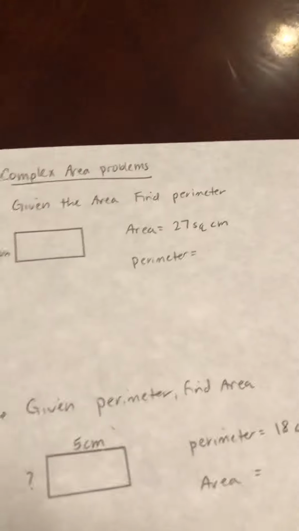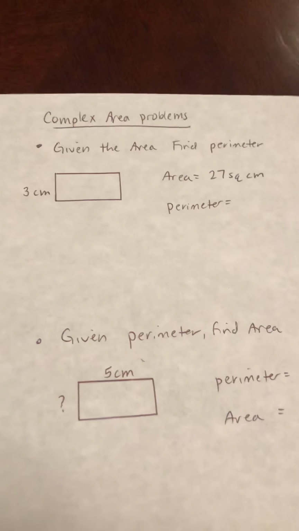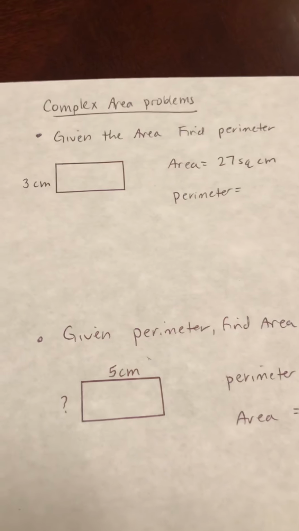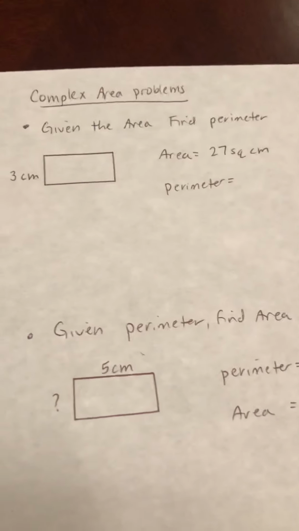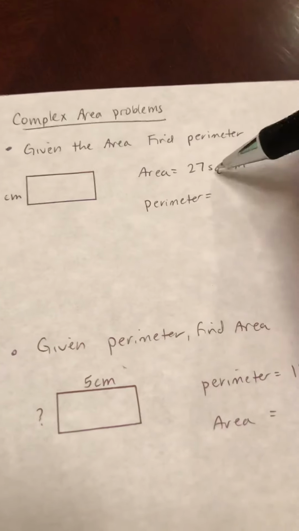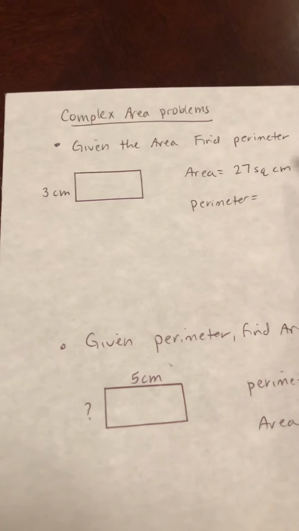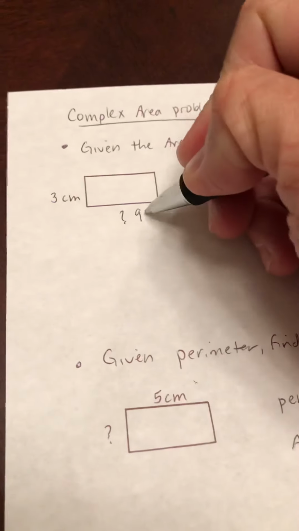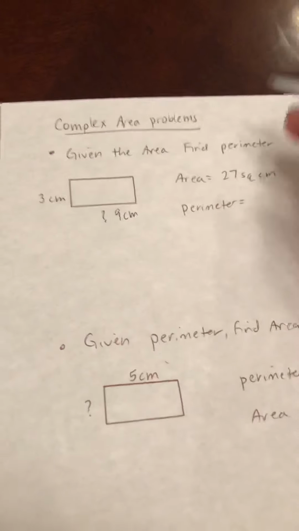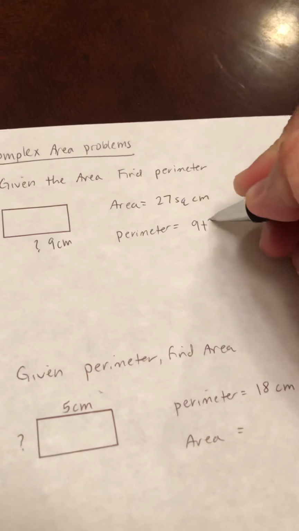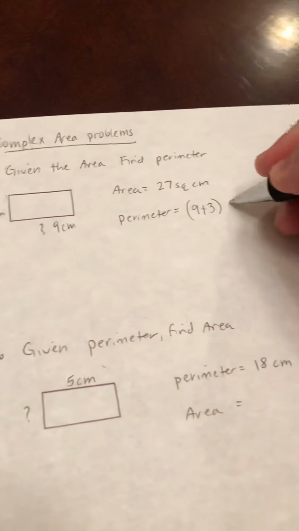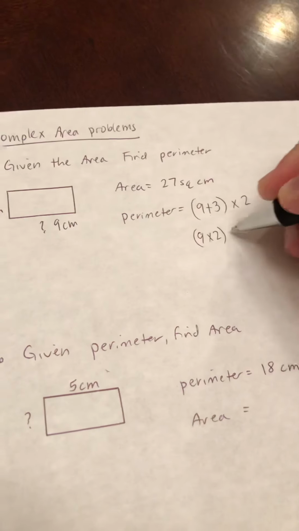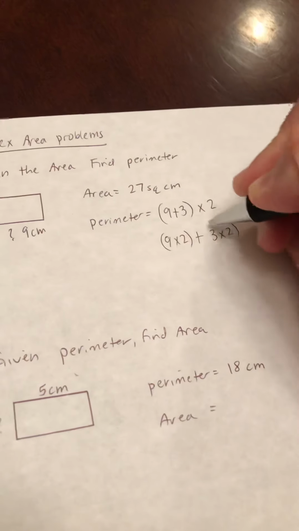We're also going to be doing a few more complex problems here, kind of related to that last one we did there. If you're given the area, can you find the perimeter? We just did that one with the square, although we weren't given any of the sides. So if my area is 27 square centimeters, that means 3 times some number is 27. This is going to be 9 centimeters. So what would my perimeter be? 9 plus 3, and then doubled, or 9 times 2 plus 3 times 2.